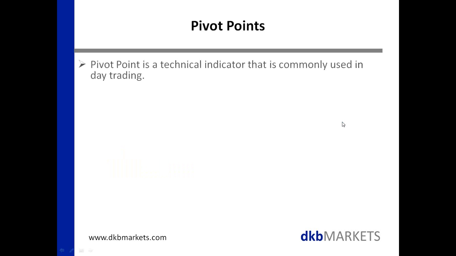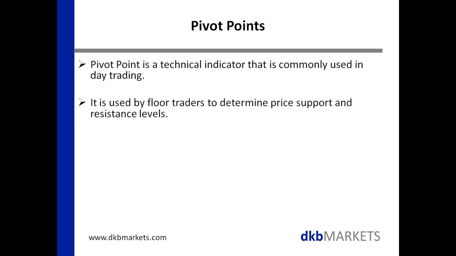So what are pivot points? A pivot point is a technical indicator that is commonly used in day trading. You don't use it in swing trading. You don't use it in positional trading. You only use it for day trading. And you'll soon find out why, because it only lasts for 24 hours. So it's a technical indicator that is commonly used in day trading.